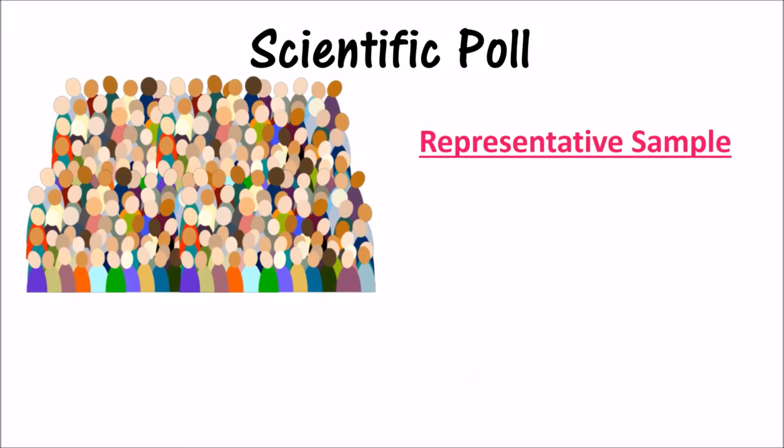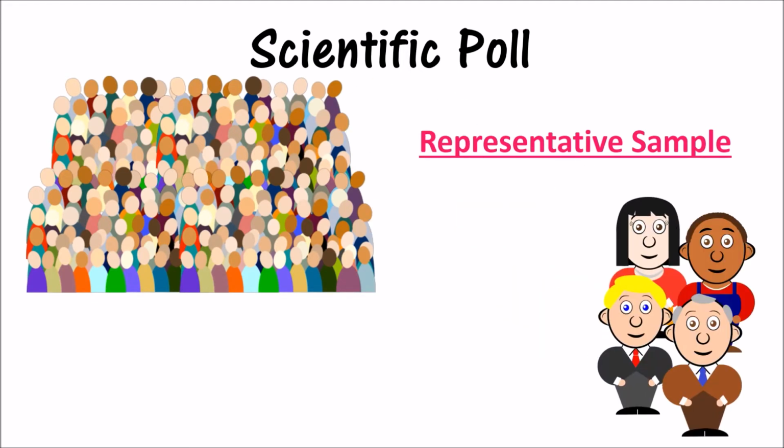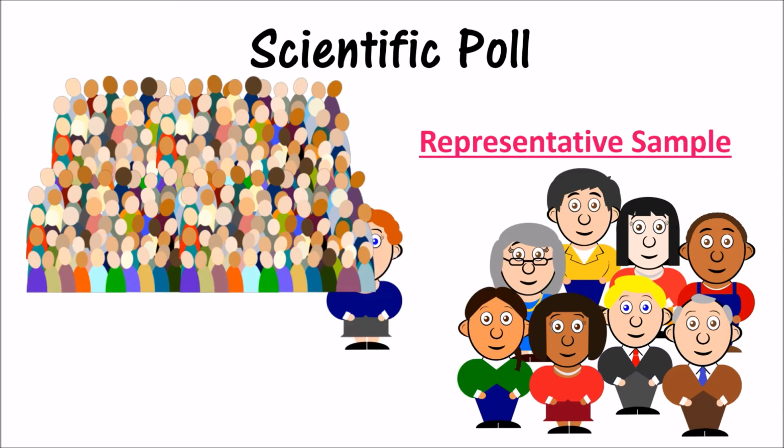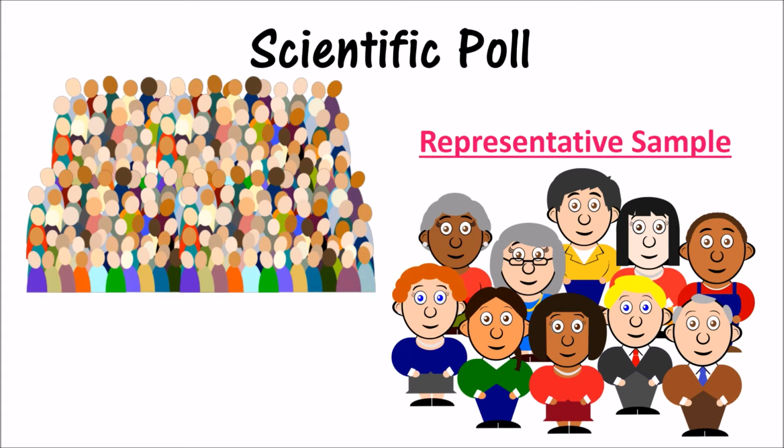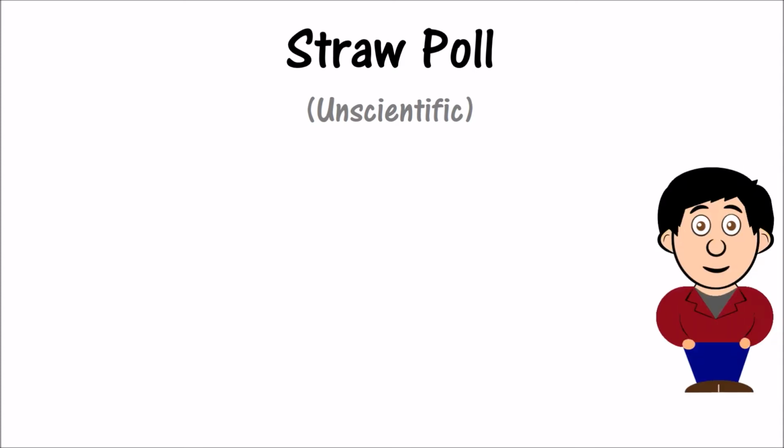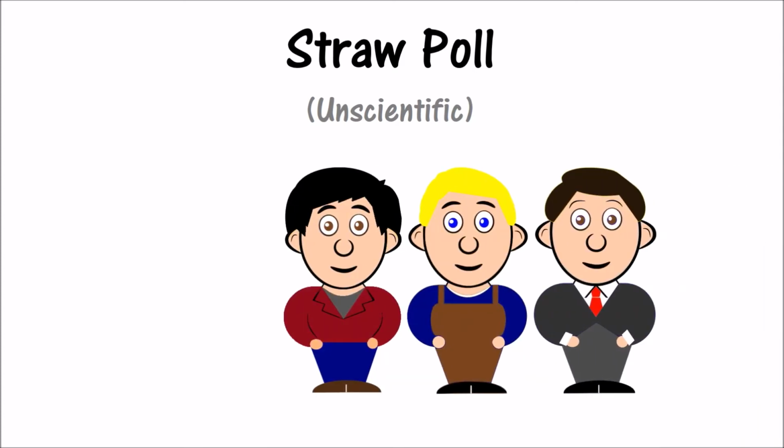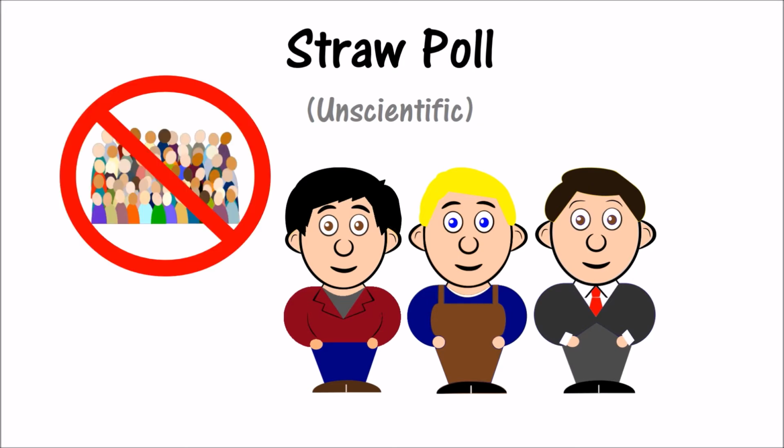A representative sample is a small group of people that represent a larger group being studied. And when this is achieved, along with choosing a sample of people at random, as opposed to hand-picking certain people, the results will be the most trustworthy. A scientific poll with a representative sample and a random sample can be contrasted with a straw poll, which is unscientific. A straw poll is unscientific because it relies on people to volunteer to participate. This makes the sample biased rather than representative of the whole group.